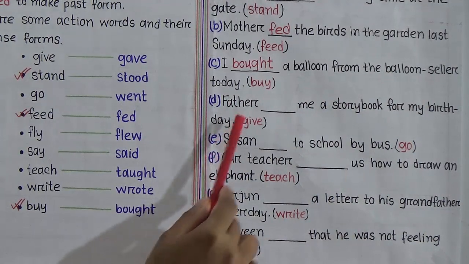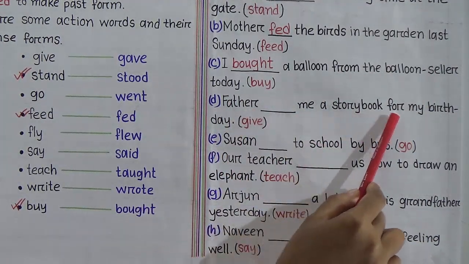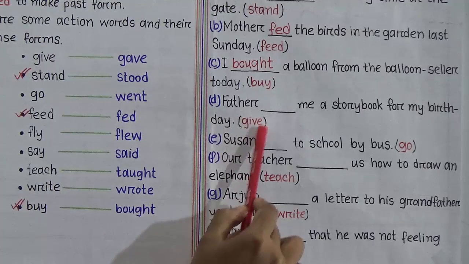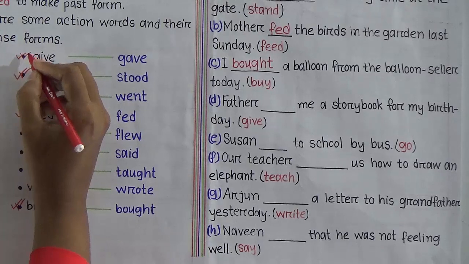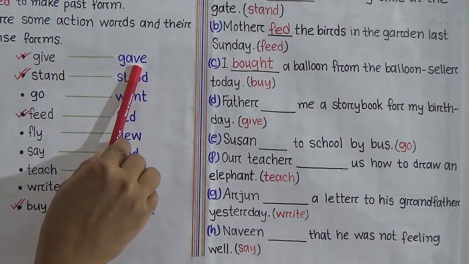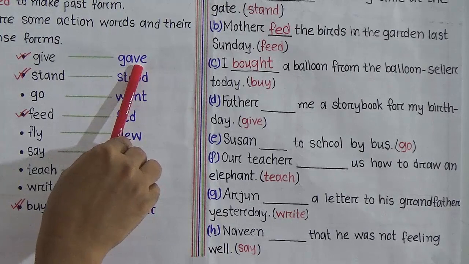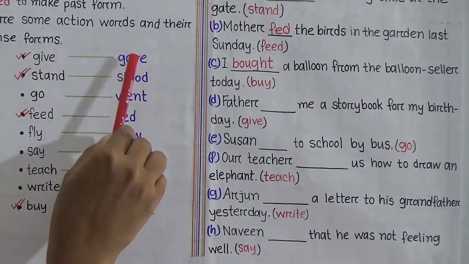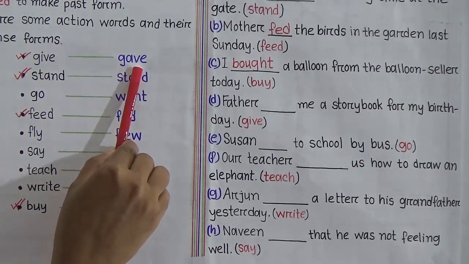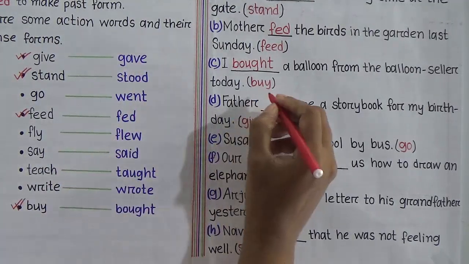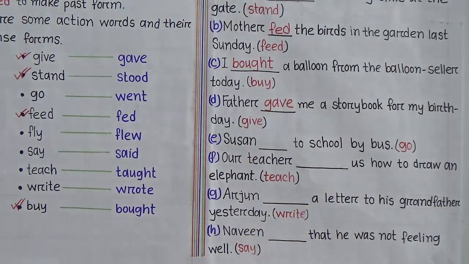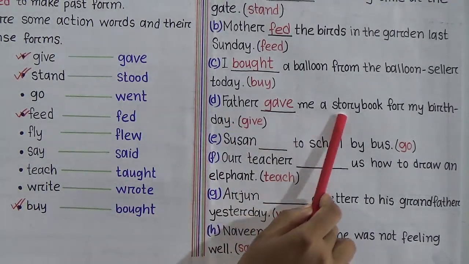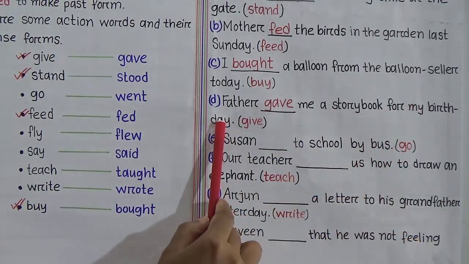Number D. Father gave me a storybook for my birthday. In the bracket, we find give. Students, the past form of the word give is gave. Say with me, the past form of the word give is gave. Spell with me, G-A-V-E, gave. So, here I am writing gave. Now, our sentence is, Father gave me a storybook for my birthday.